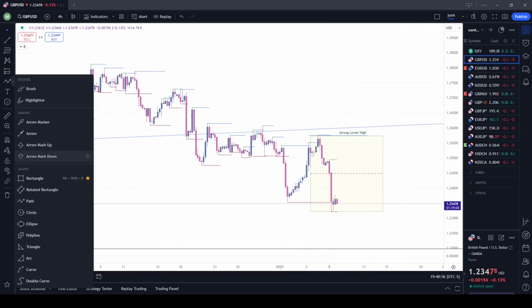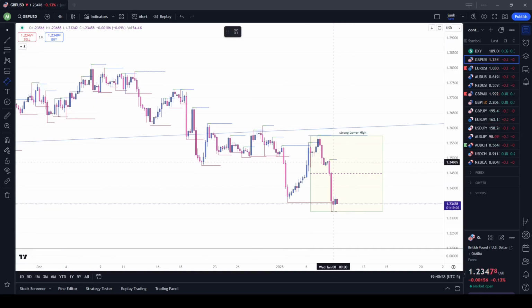And it depends on when that happens. You could be looking at this area of supply here, or this area of supply higher up. It just depends on when that bearish momentum starts to kick back in. Then we look for an opportunity to sell.